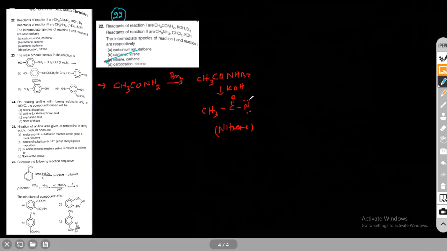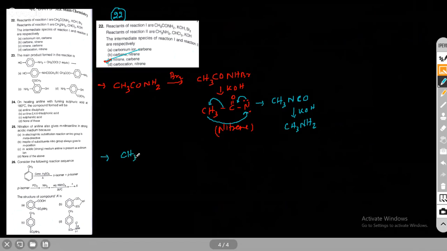After this, what happens? This lone pair comes over here, and this CH3 will go here, and CH3 will attack onto this nitrogen atom. So we'll get CH3NCO, CH3N=C=O, which on reaction with KOH converts into CH3NH2, primary amine. Okay, so this first reaction gives you amine.